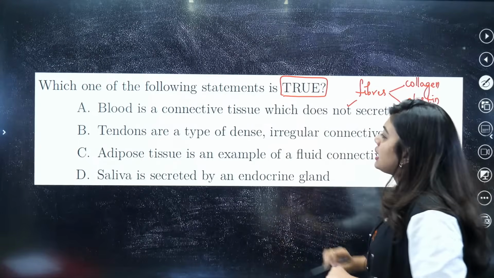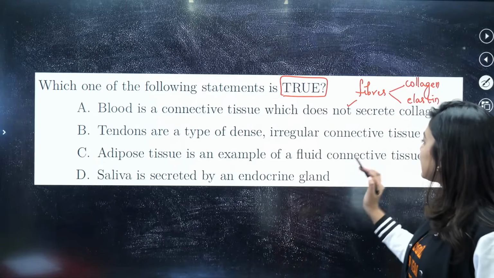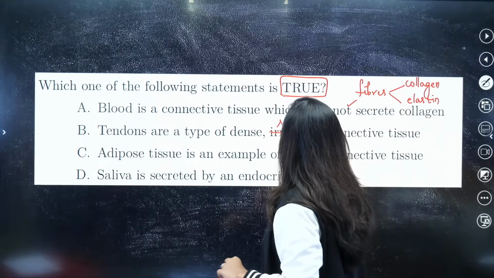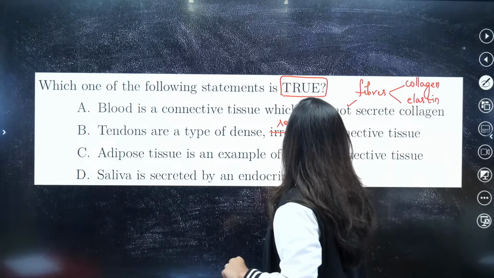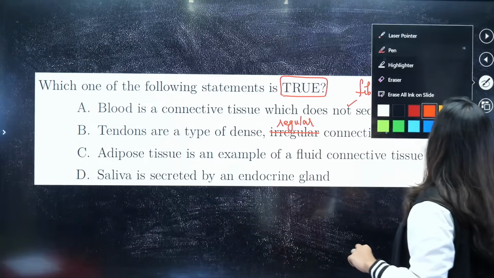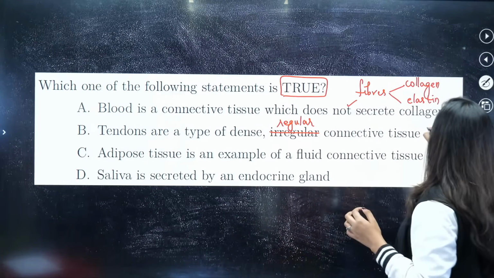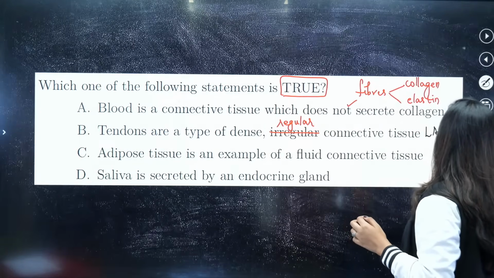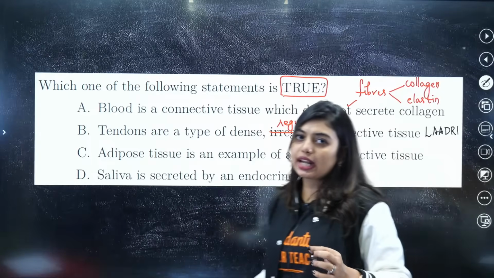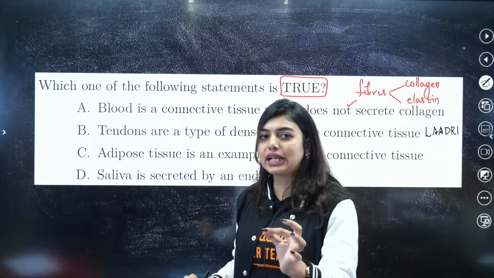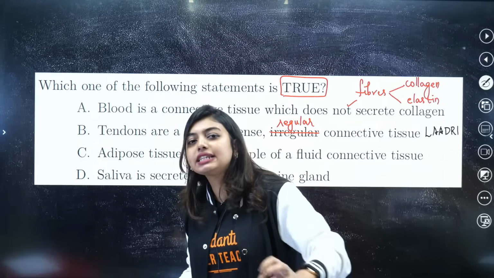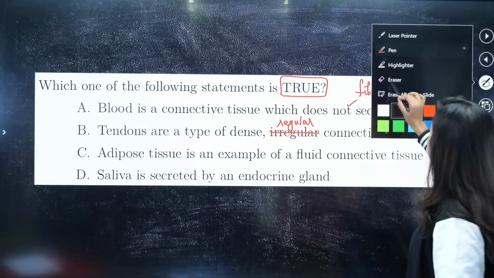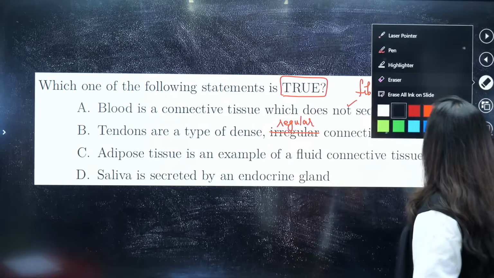Okay, correct. Now, tendons are a type of dense irregular connective tissue. Wrong. It is a type of regular connective tissue, and the way to remember this is LA-DRI. Okay, L stands for loose connective tissue, A stands for adipose tissue, A stands for areolar tissue, D stands for dense connective tissue, R stands for, wait, I'll write it down.